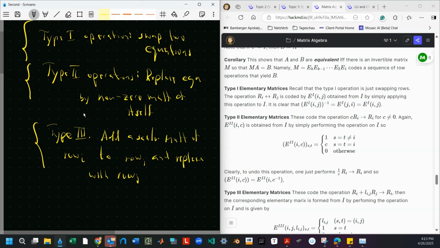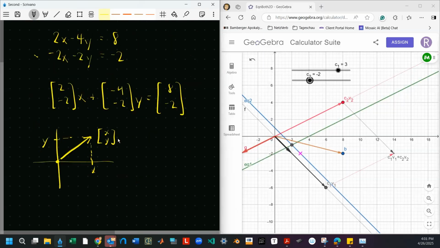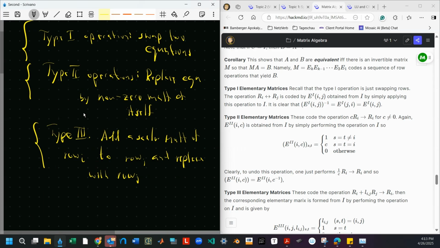So I add these, right? 2x minus 2x is 0x, so that goes away. Minus 4 plus minus 2, so minus 6y, right? And then 8 minus 2 is just 6. So I'm just adding those two. So this is still equation 1. I didn't change that, right? But now this is maybe equation 2 prime, okay?